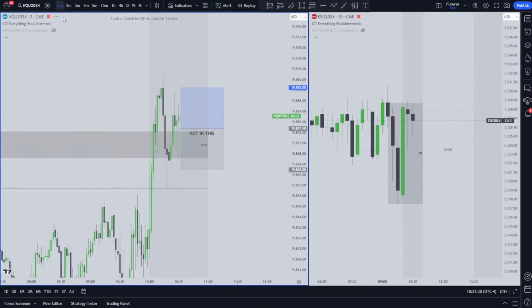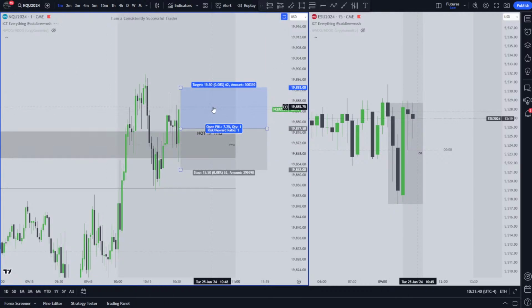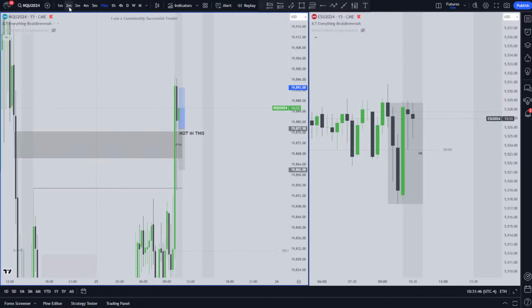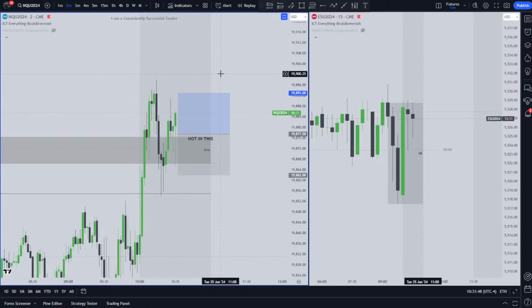Oh snap, that's a crazy candle. Yo, what's going on here? Whoa.